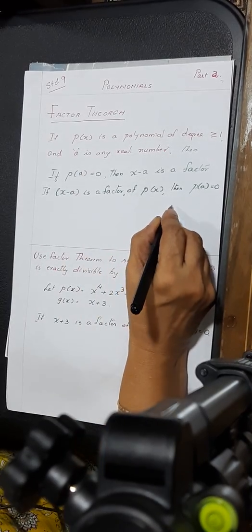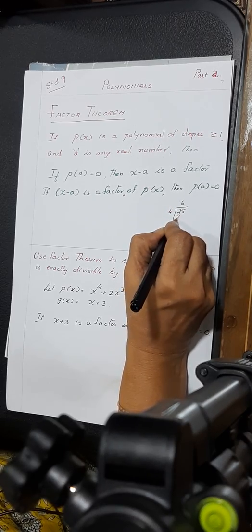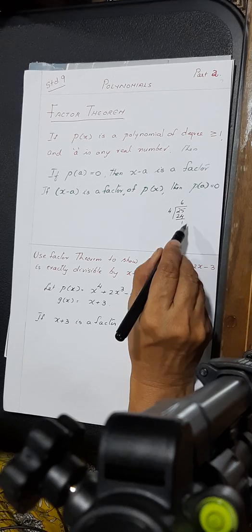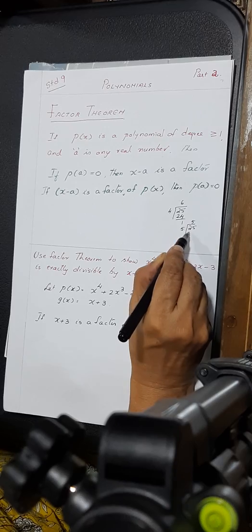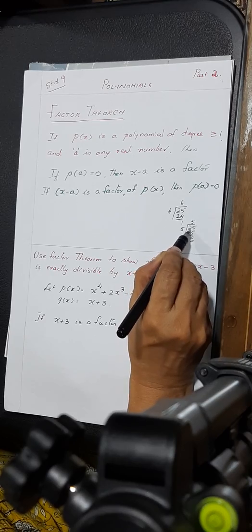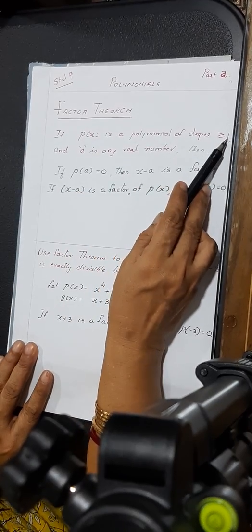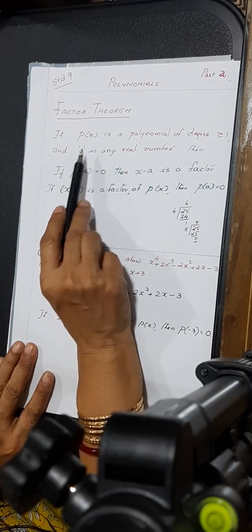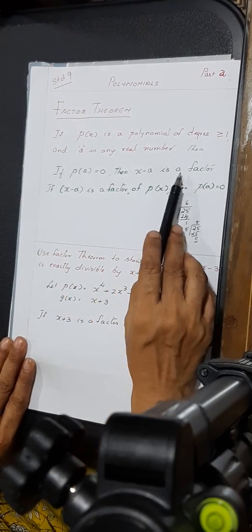For example, you divide 25 by 4, you get 6, 24, and you get remainder as 1. Now, if you divide 25 by 5, you get 5, and you get 0 as a remainder. So, you can say 5 is a factor of 25. The same thing applies here. If p of x is a polynomial of degree greater than or equal to 1 and a is any real number, then p of a is the remainder. If the remainder is 0, p of a is 0, then x minus a is a factor.